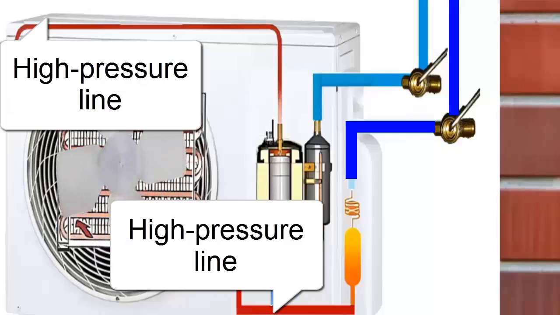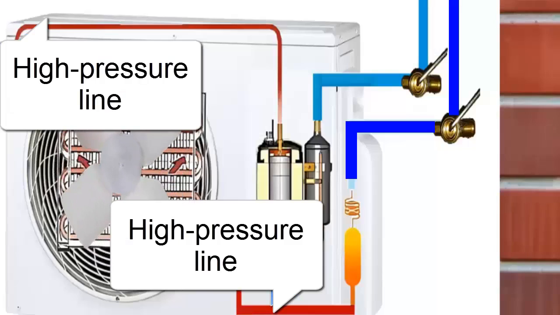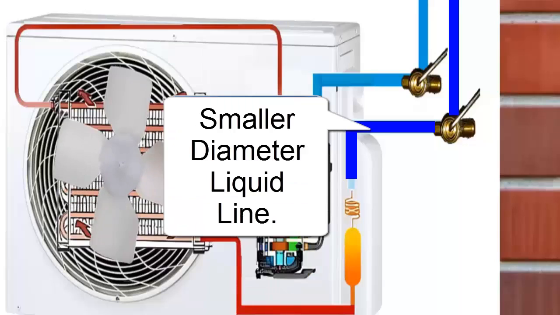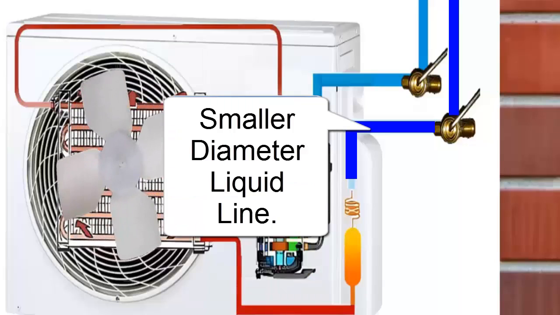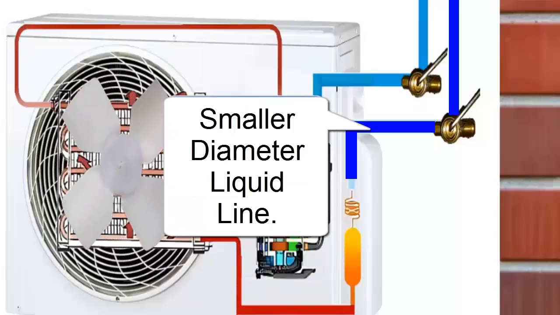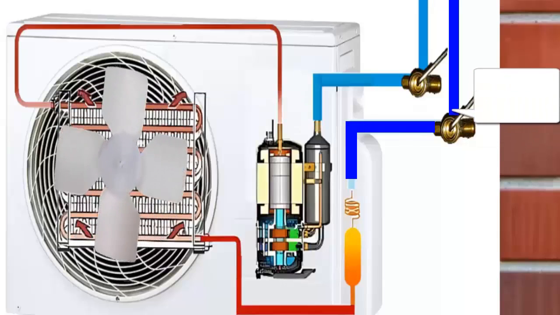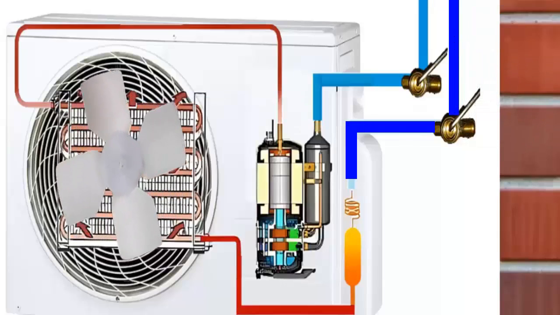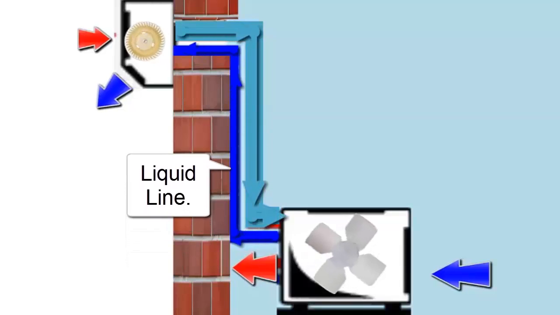2. The smaller diameter line, also called the liquid line, connects the capillary tube to the evaporator or indoor unit. It is responsible for carrying the liquid refrigerant to the evaporator to absorb heat from the room and cool it.